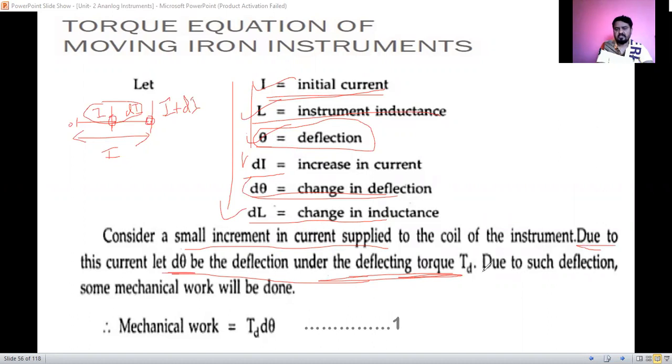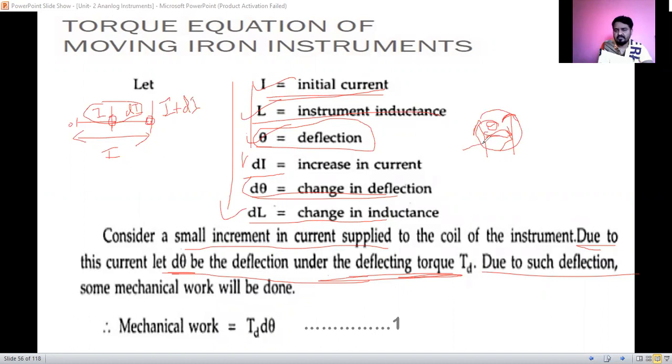Due to such deflection, some mechanical work will be done. Because of the change in the current, the pointer will change its position. From here to here the pointer is moving, which means mechanical work is done. The deflecting torque acts through the change in theta. So the total mechanical work done is the deflecting torque into the change in theta.